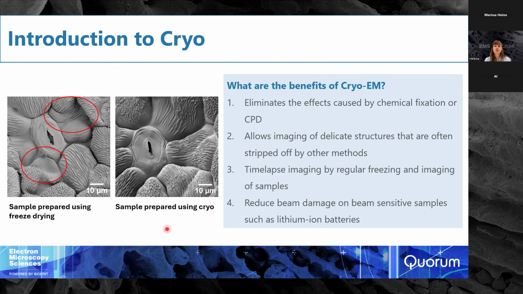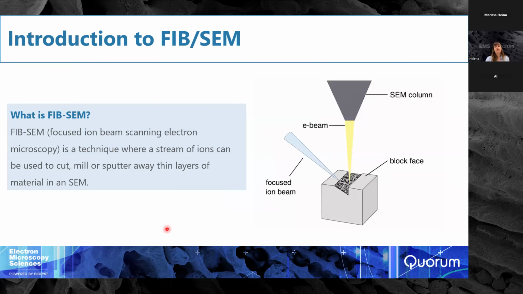Finally, it's useful for reduction of beam damage on beam-sensitive samples, for example, lithium-ion batteries. So then what is FIB-SEM? When we have FIB-SEM, we're combining two beam columns, where we've got our electron beam column for our imaging, and then our focused ion beam, which can be used to remove material from our bulk sample.